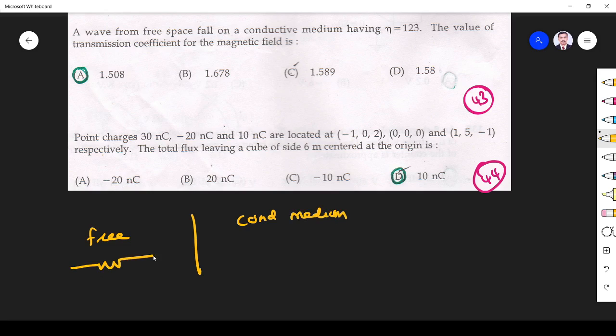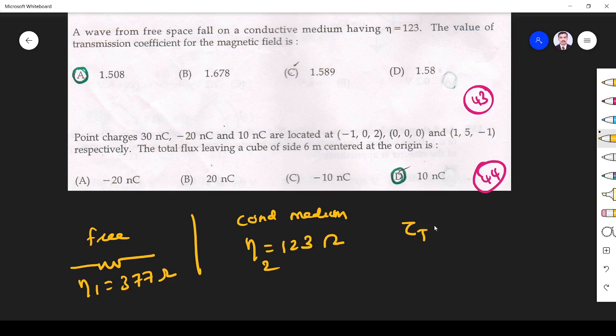A wave coming from here. Conducting medium has eta equal to 123, right? So let us assume this eta 2. Free space has an impedance of 377 ohm. This is 123 ohm. What is the transmission coefficient?